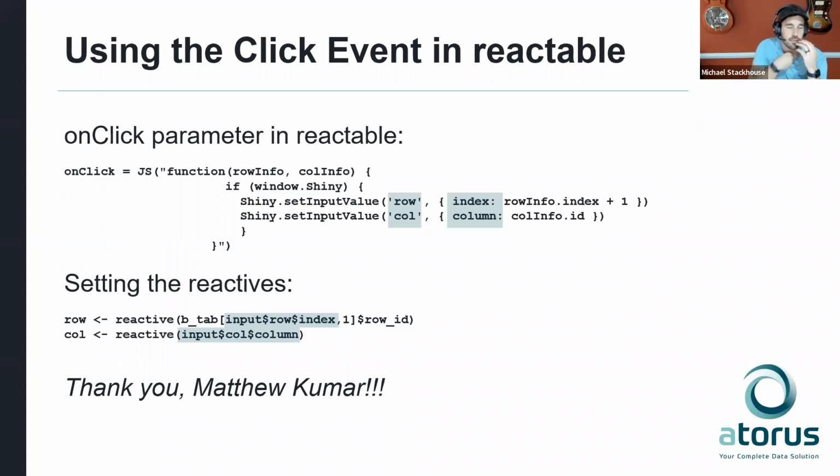So he's going to tell Shiny to set the input value of row to this small little JSON element that you have there, which is the key index, and then he's taking the row info in the index of that plus 1 to extract that out. And then the plus 1, because of the differences of indices: in R vectors start at 1, JavaScript at 0.